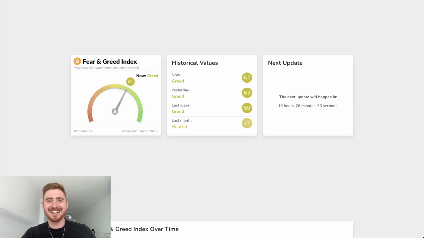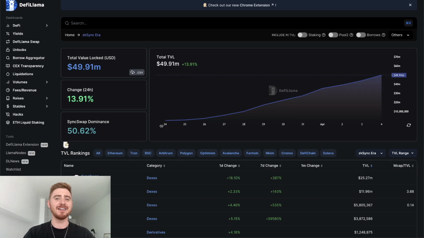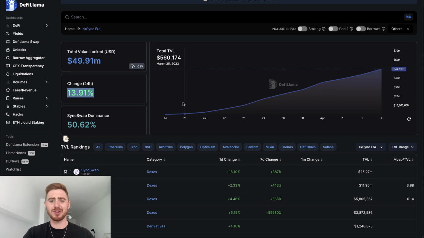Now, with that said, there is a lot of opportunity here in the market. One of them being a new ecosystem that's just launched, the ZK Sync Era mainnet. This now has $50 million worth of TVL. 24-hour change is 13%. So this is growing day by day. There are people coming here and looking at this project and getting invested into it. I found a couple of projects here that I've decided to dip my toes into.